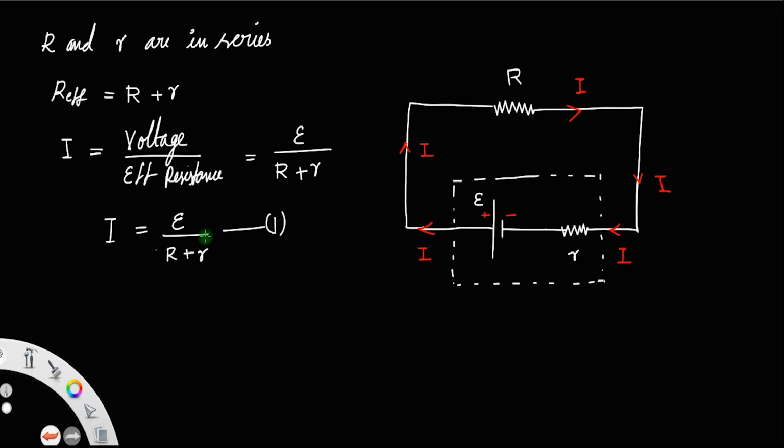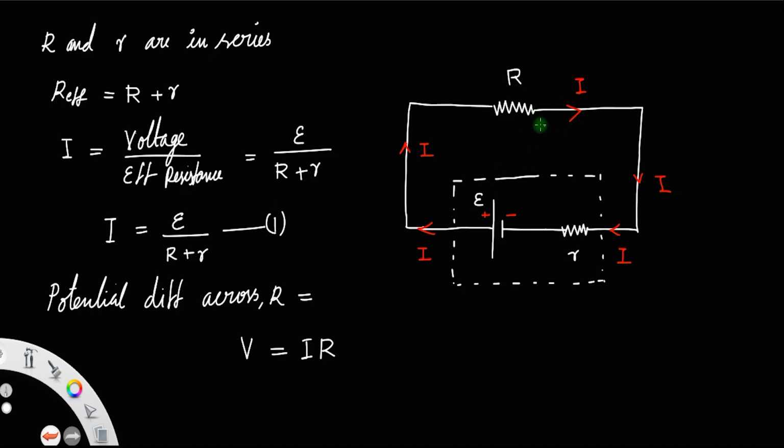Now we have the potential drop or the potential difference across the external resistance R. Let's call that potential difference V. We know potential difference V is equal to I into R, the current flowing through the resistor times the value of the resistance. That is, the potential difference across this external resistance is equal to current into the value of the resistance. And we know this V is the terminal potential.